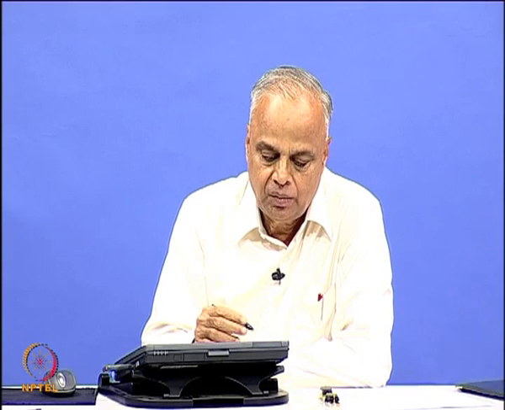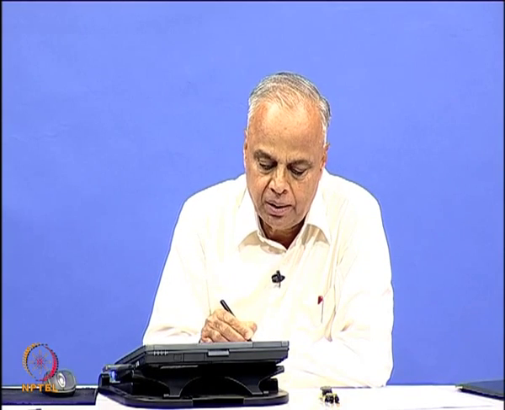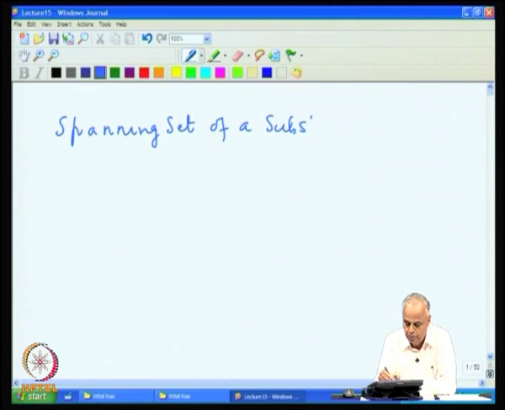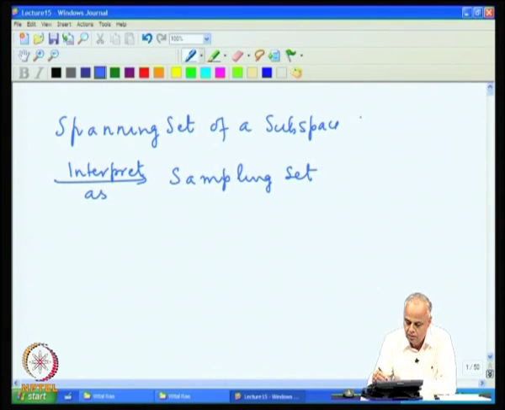In the last lecture, we found that we can interpret a spanning set of a subspace W as a sampling set for W. Viewed from this point of view, we would like to have an optimal sampling set.